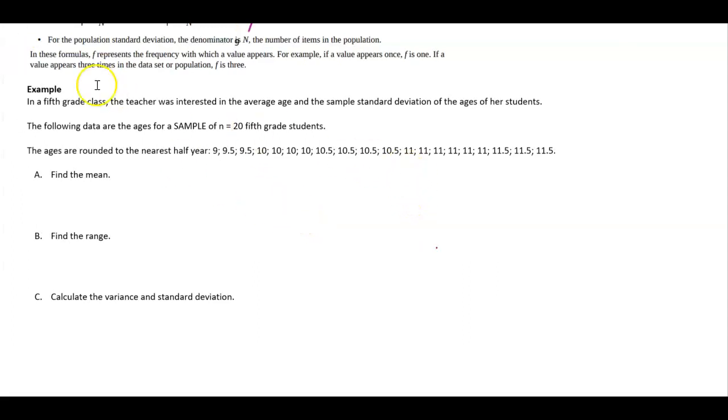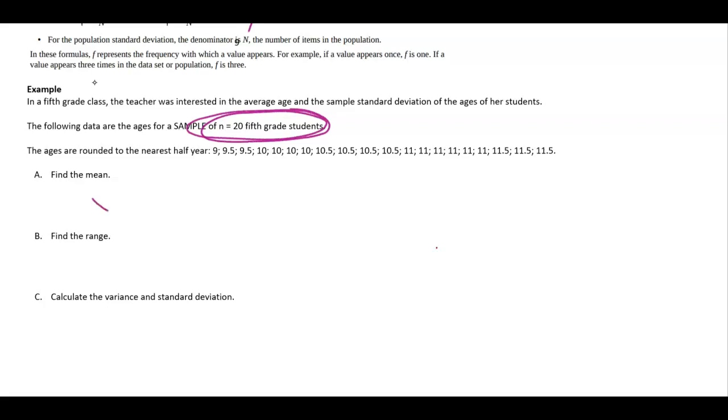All right, so in this example, we have a 5th grade class, and the teacher wants to know the average age and standard deviation of her students. And we see that this is a sample of 20 students. Here are the ages rounded to the nearest half year, and let's find the mean. Now we're just going to do a little bit of the calculations, and then we're going to let StatCrunch do the heavy lifting for us.